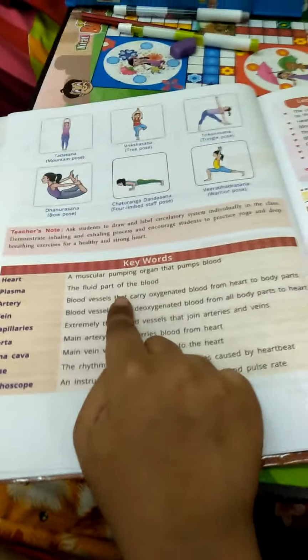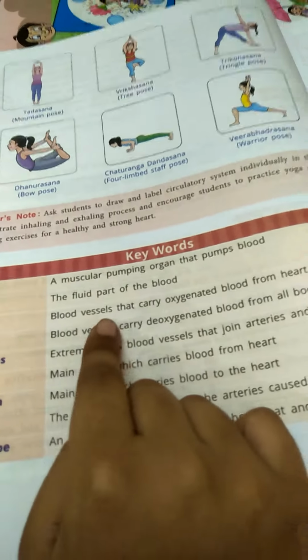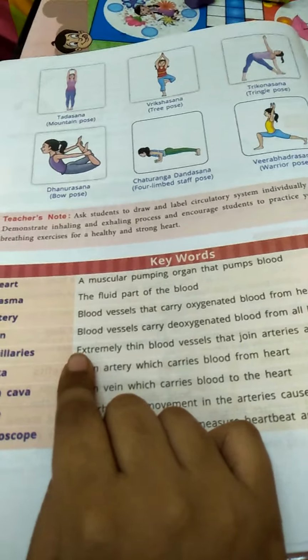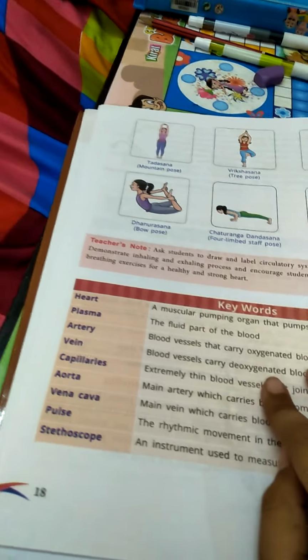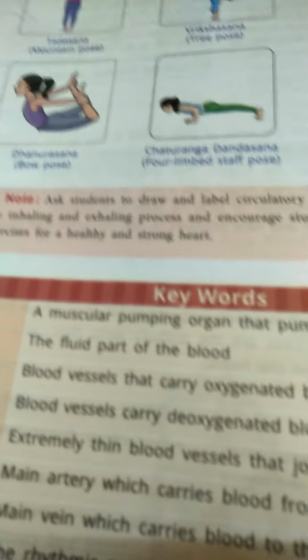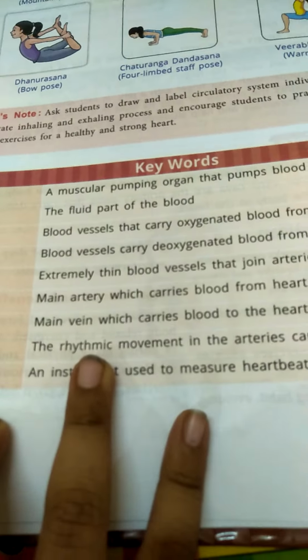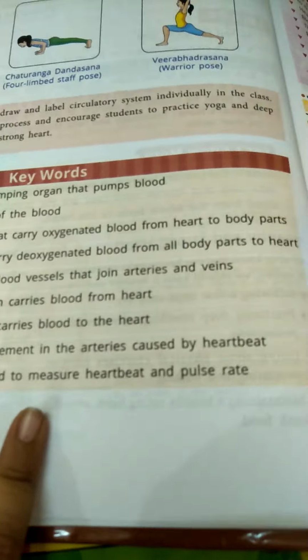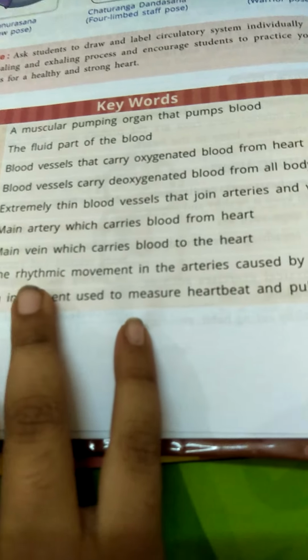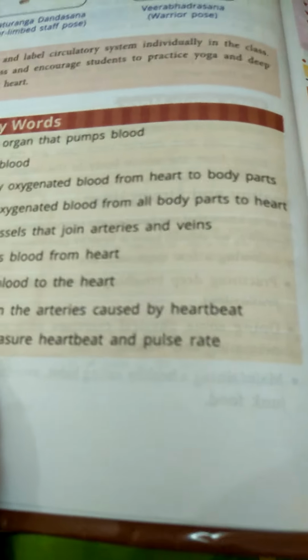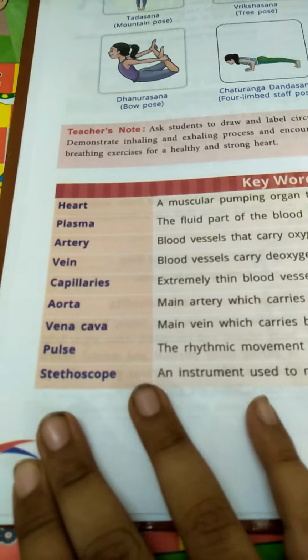Now let us know the keywords. Heart, a muscular pumping organ that helps blood. Now these are some words, we will know their meaning. A quick recall of everything. Plasma, the fluid part of the blood. Artery, blood vessels that carry oxygenated blood from heart to body parts. Veins, blood vessels that carry deoxygenated blood from all body parts to the heart. Now these are capillaries, extremely thin blood vessels that join arteries and veins.